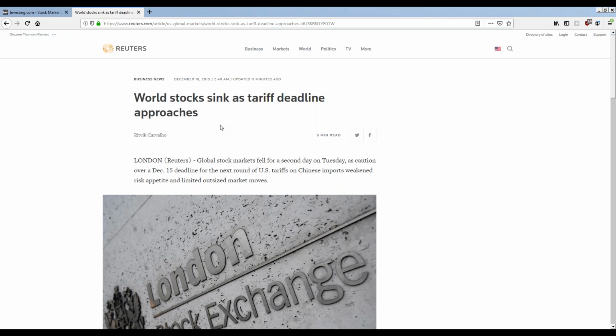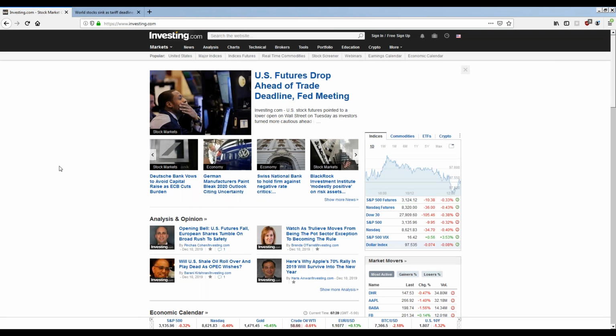When you start looking at all the major news sites, and the first thing you see is the same headline about the same thing, okay, they're talking about world stocks, not just U.S. World stocks having a sinking feeling here as the tariff deadline approaches, which is the 15th of this month. Trump has promised to raise tariffs more on China, December 15th, if there's not a deal signed before then. So there's some nervousness.